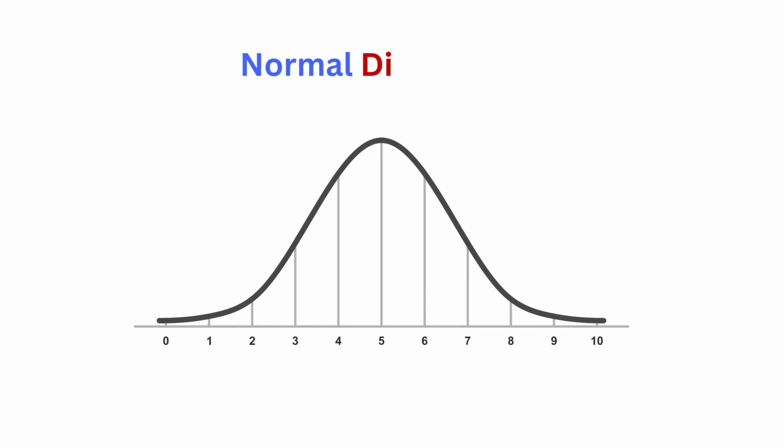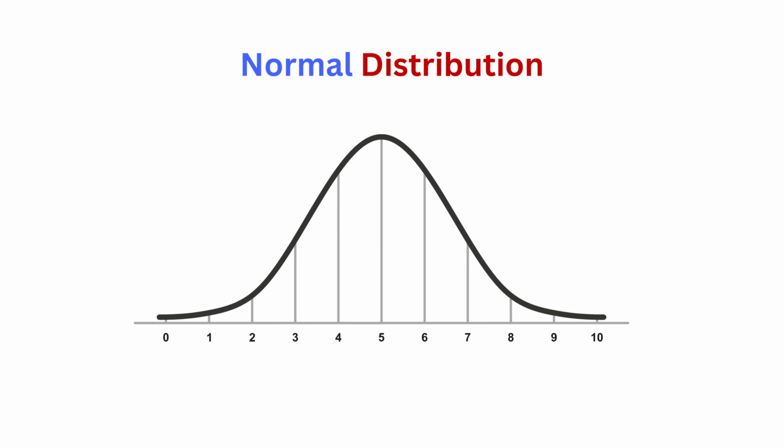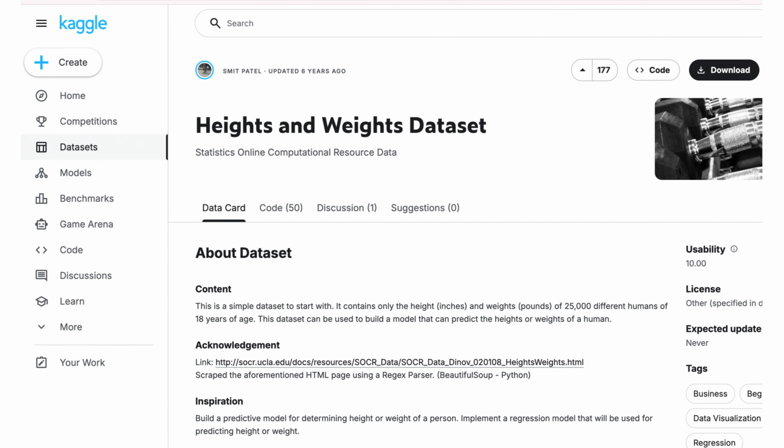Get ready for the best explanation available on the internet on normal distribution, the famous bell-shaped pattern that appears almost everywhere in real life. What you are seeing right now on your screen is the website of Kaggle, which hosts free datasets shared by people from all around the world. What we have is a simple dataset to start with.